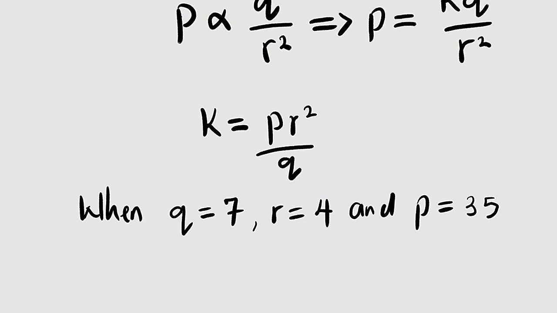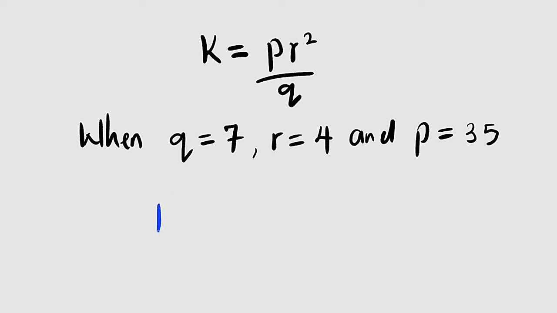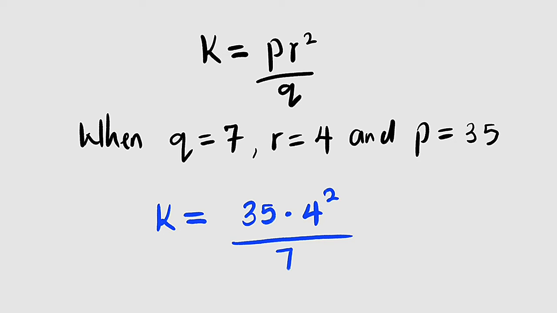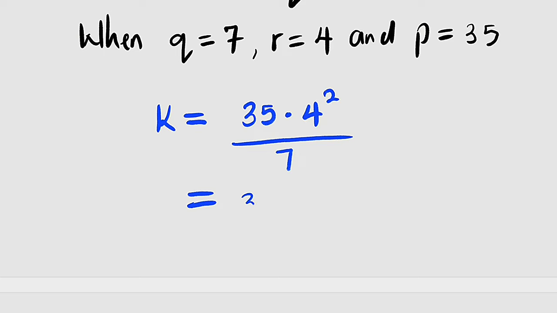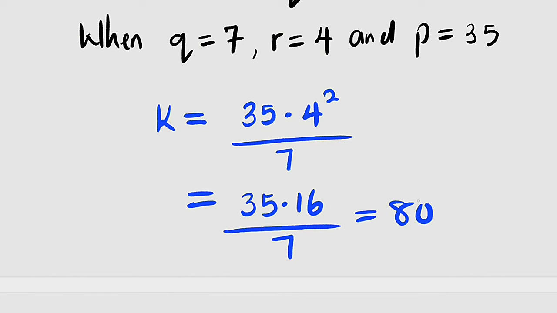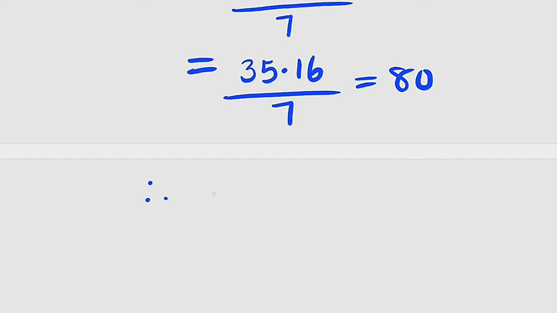So when Q equal to 7, R equal to 4, and P equal to 35, K, which is the constant, will be P, and P here is 35, multiplied by R squared, which is 4 squared, divided by what? Q, which is 7. This is equal to 35 multiplied by 16 divided by what? 7. And 35 multiplied by 16 is 560. If you divide that by 7, you're going to obtain 80. Therefore, our constant of proportionality K is equal to 80.